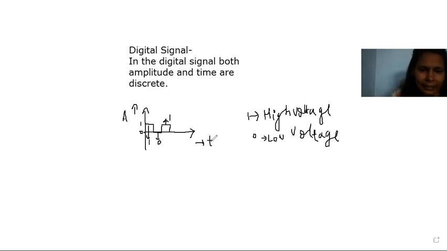So you can see that in the digital signal, the value of the time is discrete and the value of the amplitude is also discrete. Or you can say that the value of the time is finite and the value of amplitude is also finite. So today I discussed about analog signal, discrete time signal, and digital signal.